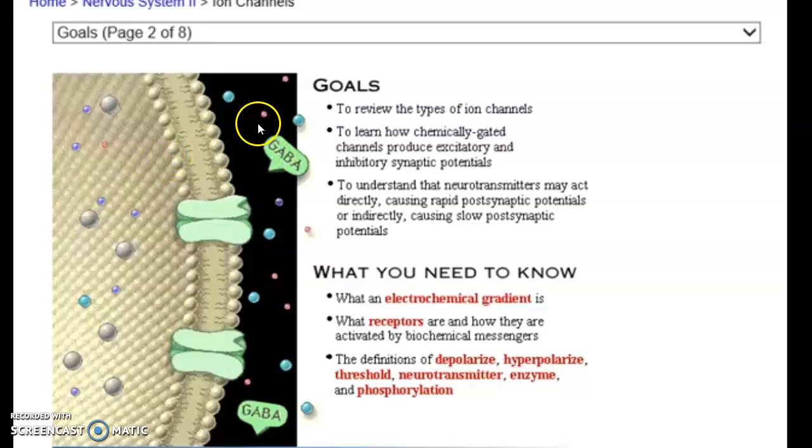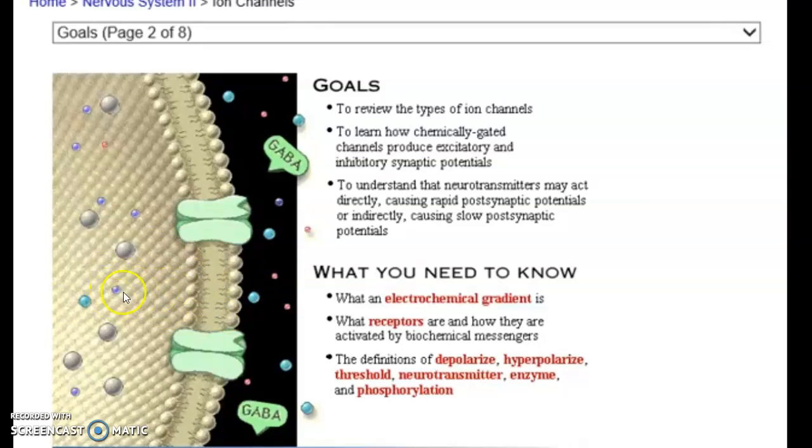Okay, but we also have some forces that are going to be either attracting the ions in or out, and that force is the actual charge itself. Now, if I have a positive charge outside and a negative charge inside, and let's say sodium is going this direction, if sodium is going inside, even though it would go through its own channel, then the sodium is not only going inside because it's going from high to low, but it's also going inside because it's attracted to that negative charge inside.